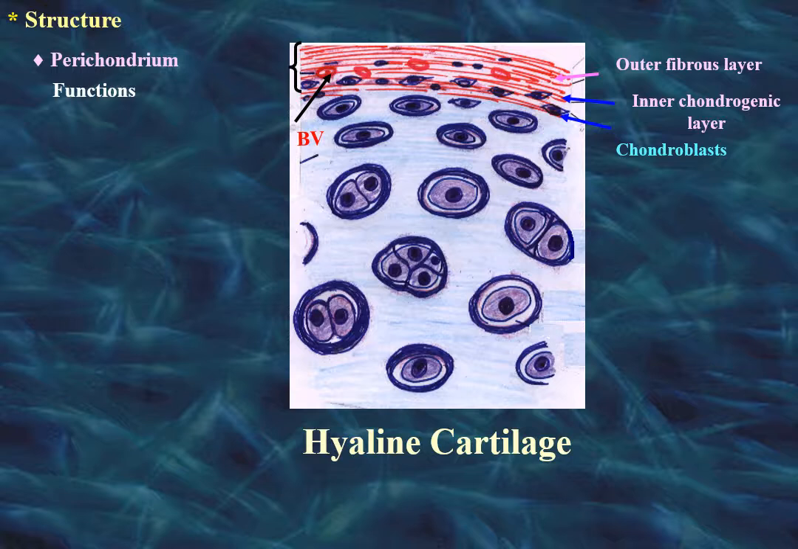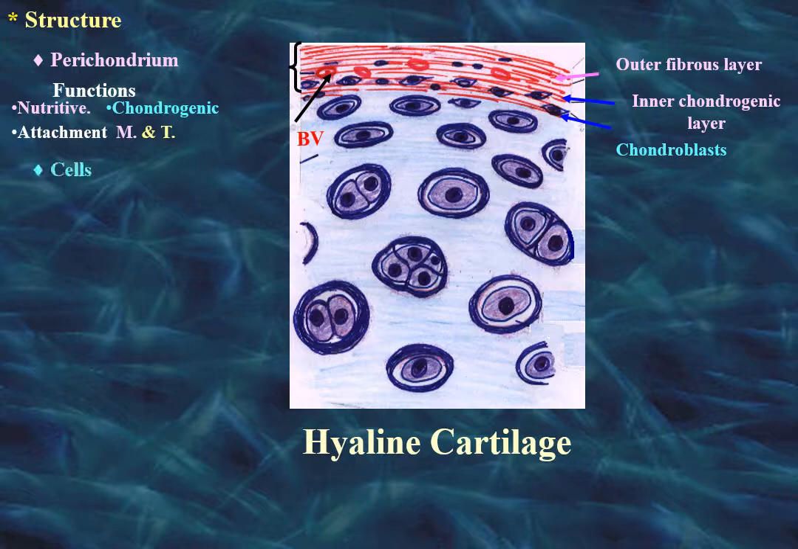Functions of the perichondrium. Nutritive function through its content of blood vessels. Chondrogenic function, that is, formation of new cartilage during growth and regeneration. Also, it gives attachment to muscles and tendons.